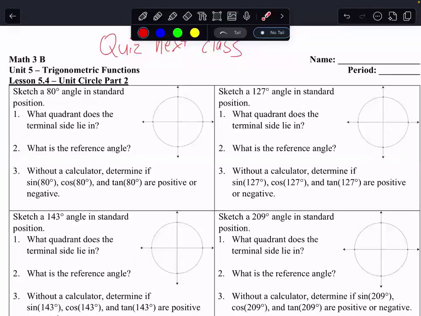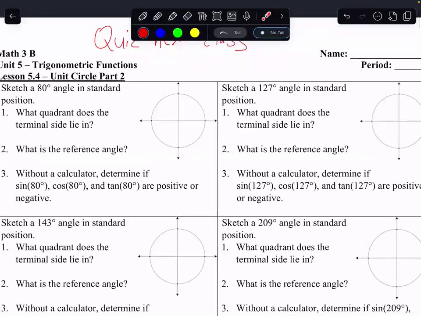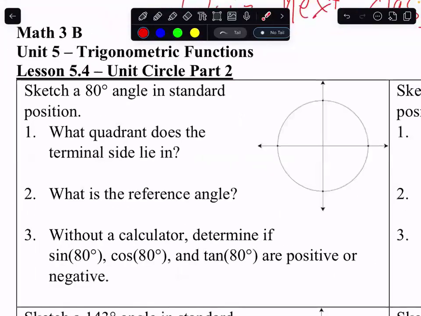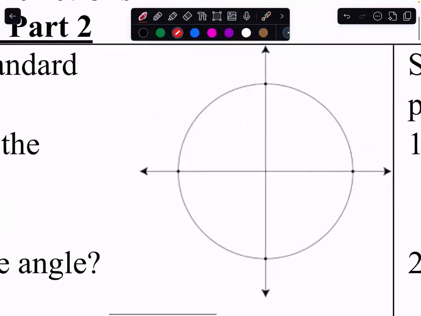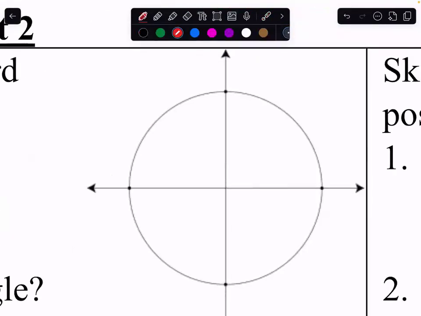Okay, so a reference angle is the smallest angle that the terminal side makes with the x-axis. Looking at this first question together: sketch an 80-degree angle in standard position. First, I'll label all the axes. We start on the positive x-axis at 0 degrees. Then up here is 90 degrees, 180 degrees, 270 degrees, and all the way around is 360 degrees.